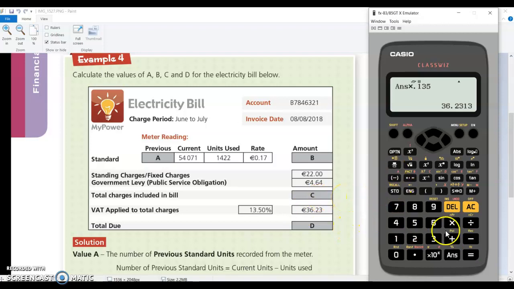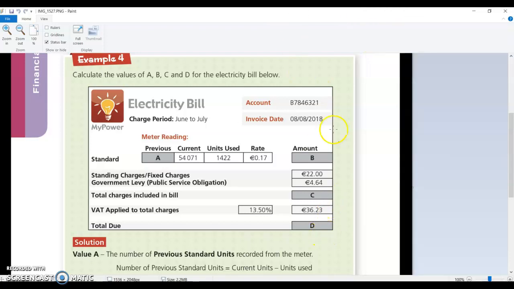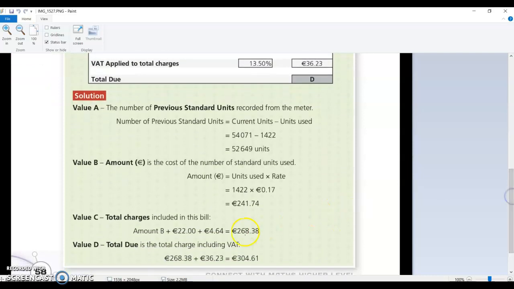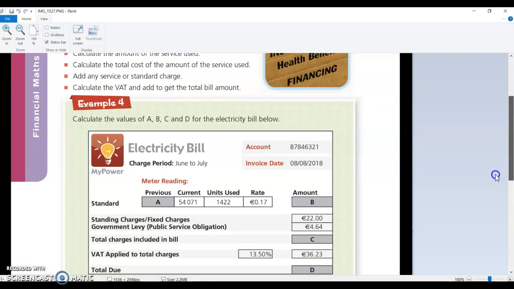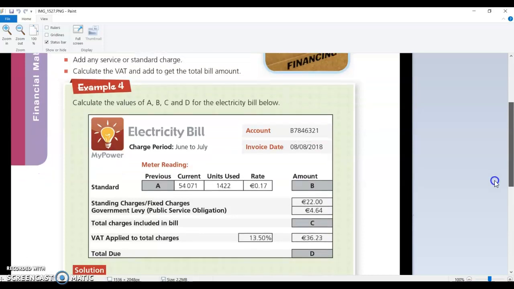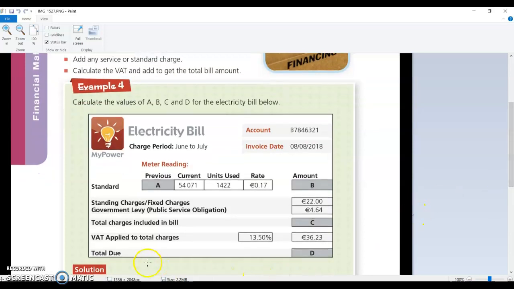So the 36.23 then is going to be added on to C, and that's your total due. So C was 268.38 plus your 36.23 VAT is €304.61. That is the total due. Okay, so that's electricity bills.